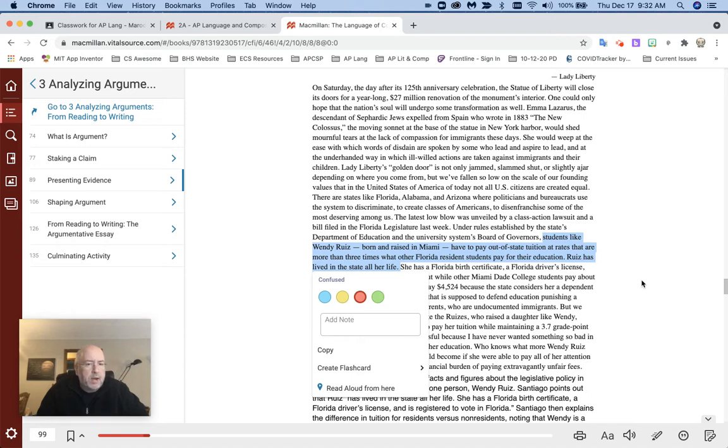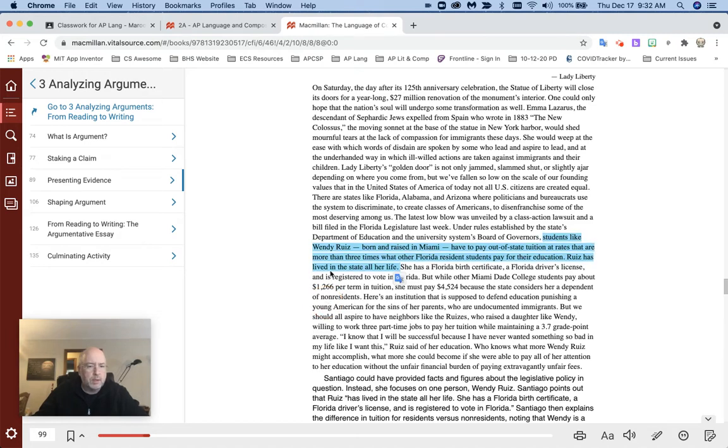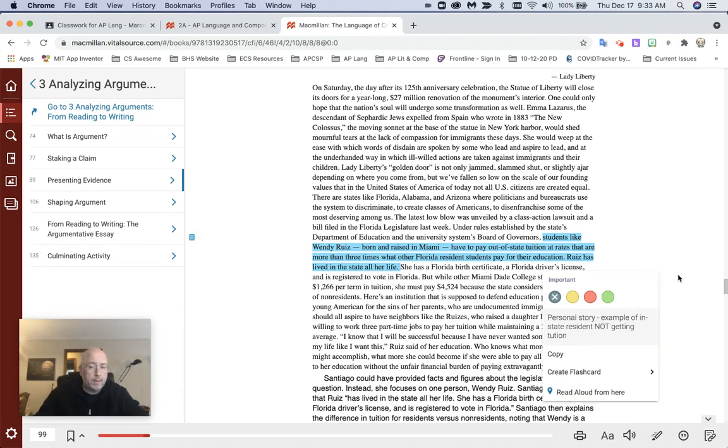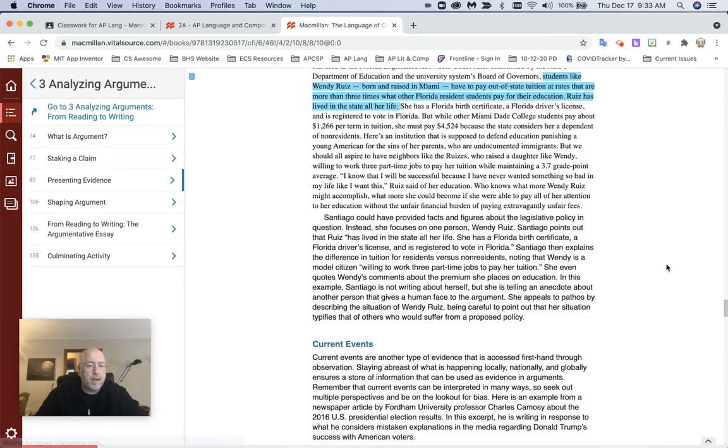Ruiz has lived in the state all her life. So you could say, and I'll just throw in blue because I like to use blue, I can say student, or I'll say personal story example of in-state resident not getting tuition. So this is a valid example, right? And so I'm going to consider that a valid example.